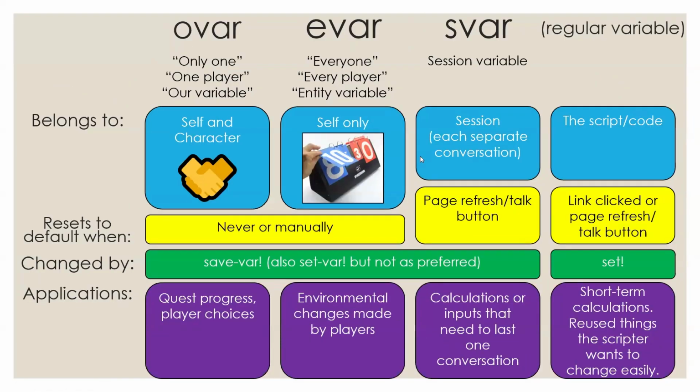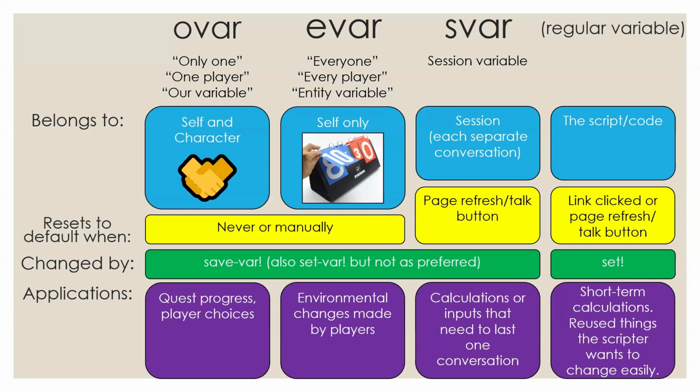So this is kind of a cheat sheet compiled from some things that I've tested out myself, as well as things I've read from Kay Dalben's and Lilith Delcraw's tutorials. So we have our regular variable, as you've seen before, and it kind of belongs to or is held by the script or code. It's assembled when the script is being used, and it resets, as mentioned, when you refresh or press the talk button, and you can manually change the value by using set. It's really useful for short-term calculations.